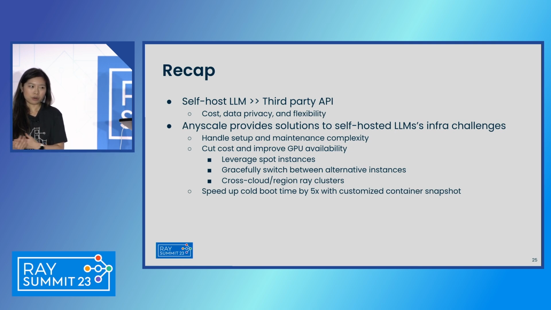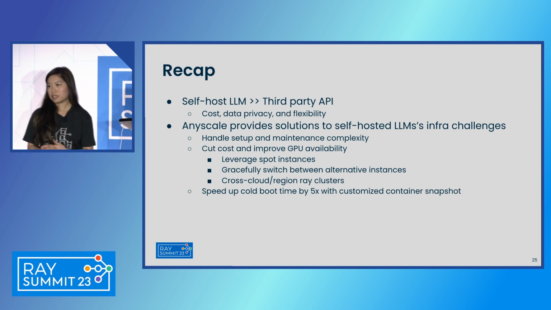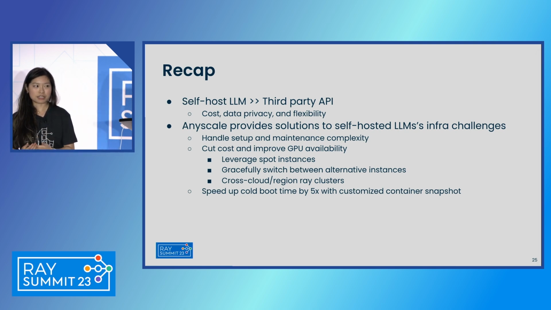And then we talked about how we cut costs as well as provide better GPU availability. We do this by leveraging spot instances as much as possible without compromising your service's availability. We also can switch between alternative instance types to find whatever instance is available to run your workload. And we also can support cross-cloud and cross-region Ray clusters. So basically, we can run your Ray workload wherever you can find your cheapest GPUs.